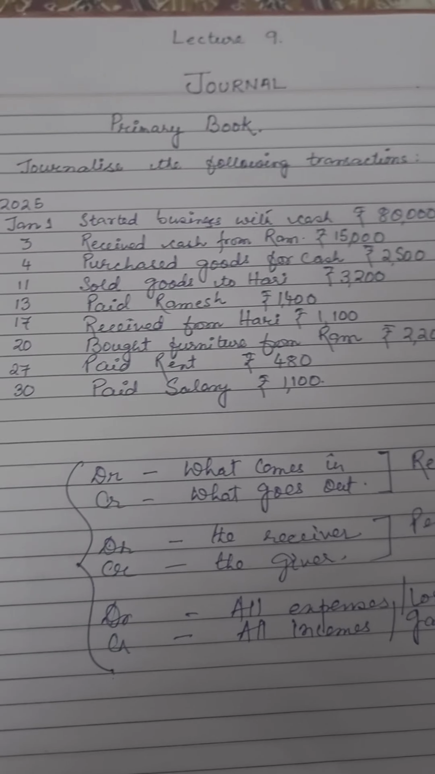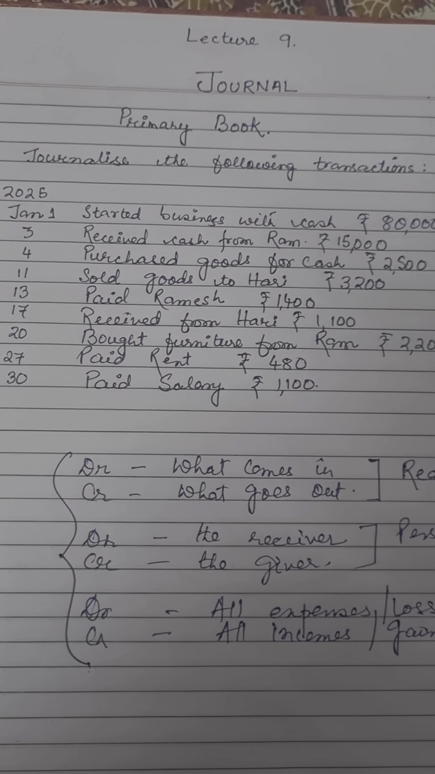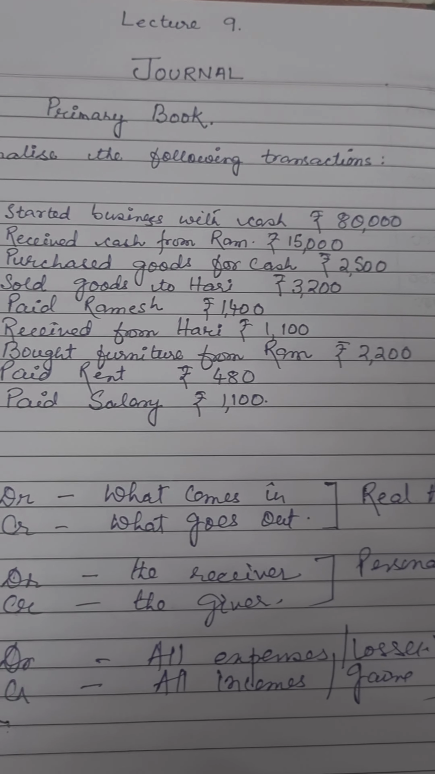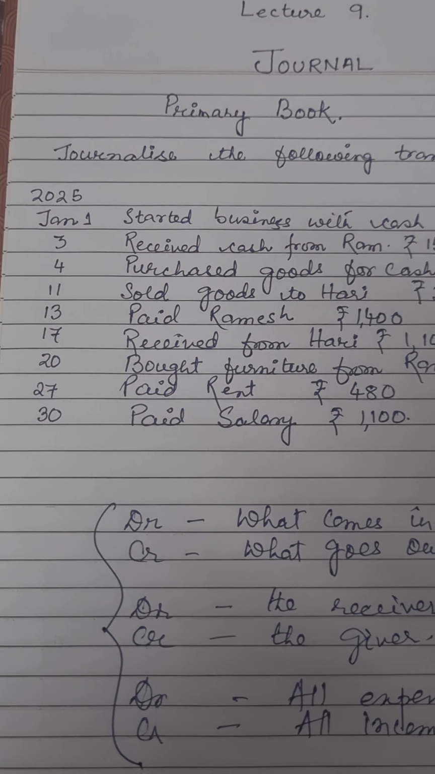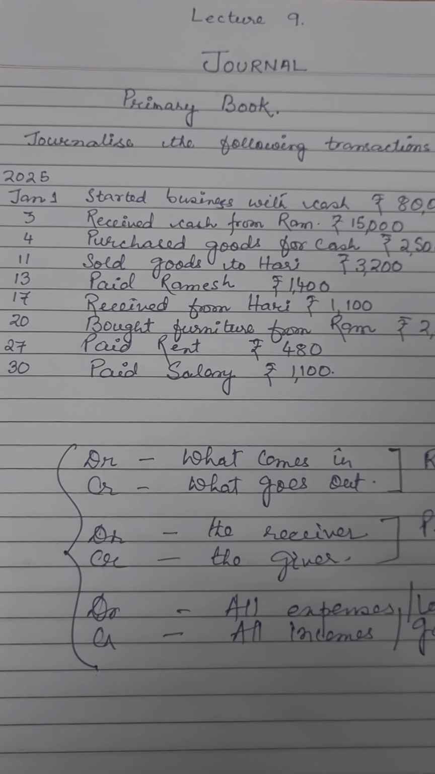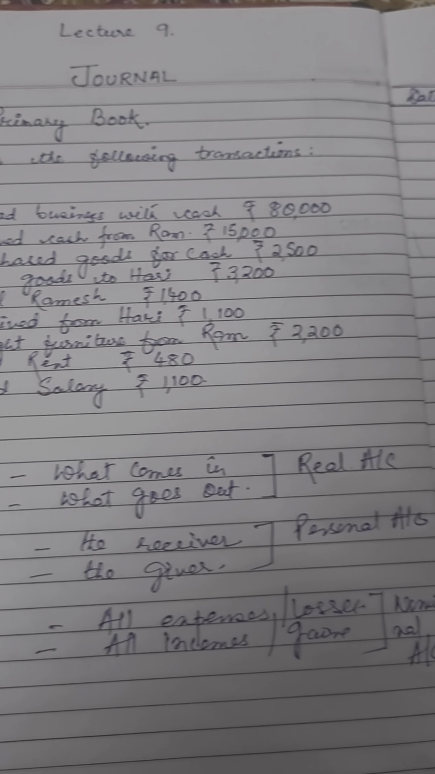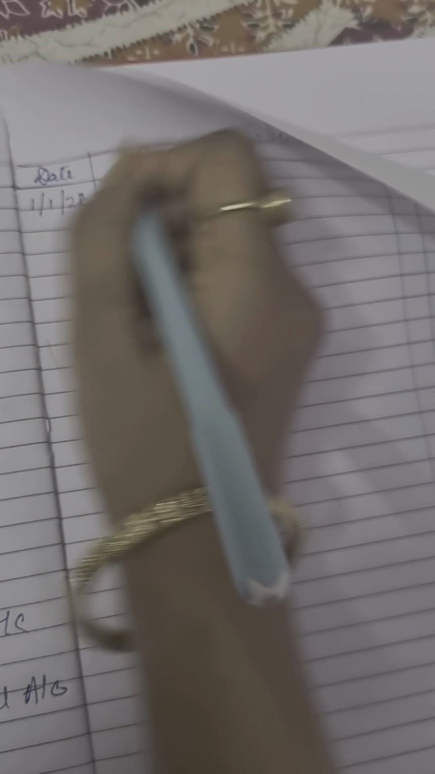So let's have this question. Journalize the following transactions, so you have to put it in journal. You are given some date information, and there are some transactions that have taken place, according to the dates, January 1, January 3rd. Let's start with the first one: January 1, started business with cash rupees 80,000. I will write here January 1, 25, started business with cash rupees 80,000.